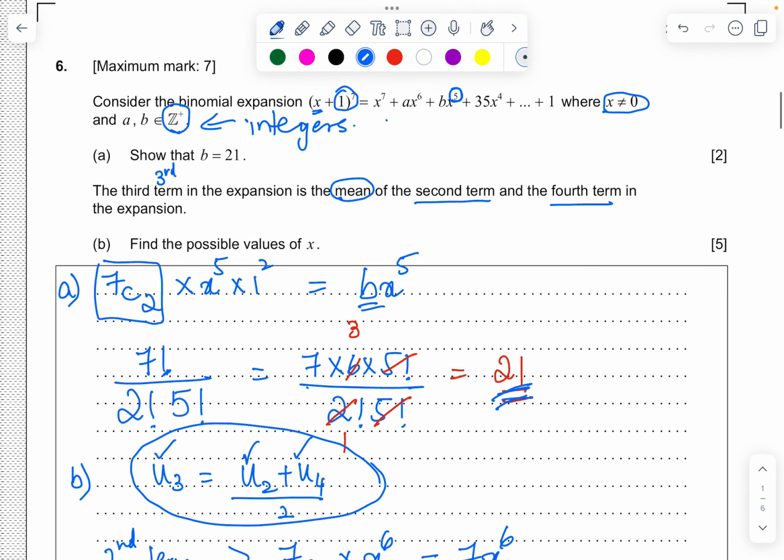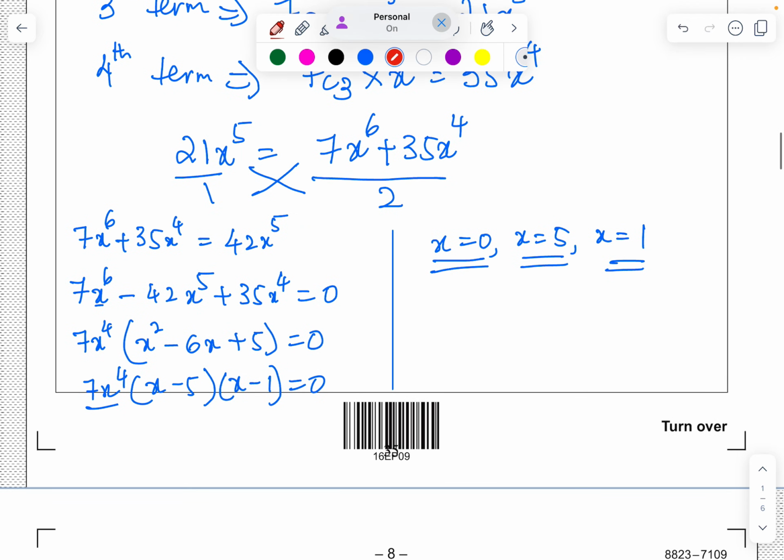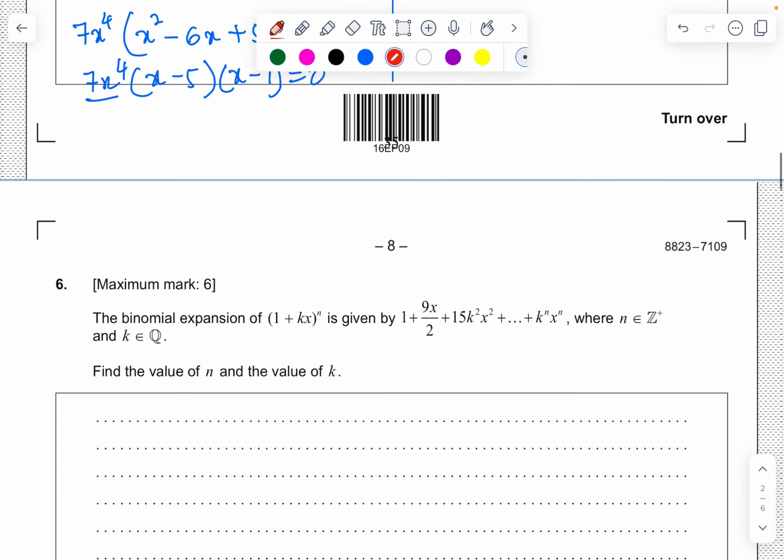You can see that the question said possible values. So which means we have many values of x. So that is the clue. Always we have to look for it. Okay, so there are three values of x. Let's go to the next question.